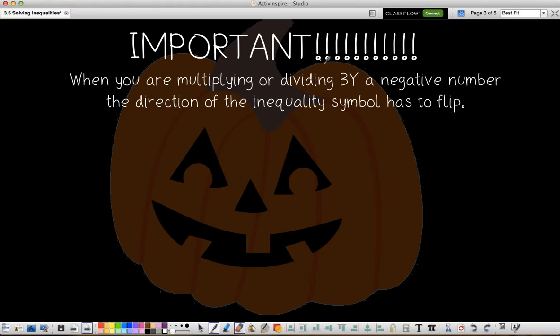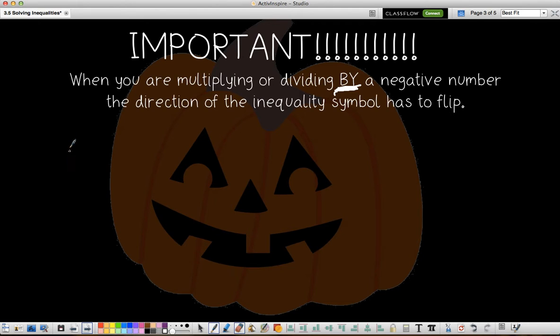All right, so it is extremely important to remember that when you're multiplying or dividing by a negative number, the direction of the inequality symbol has to flip. Okay, so if you need a second to pause, write it down, because you need to remember that, and we're going to go over why that is.